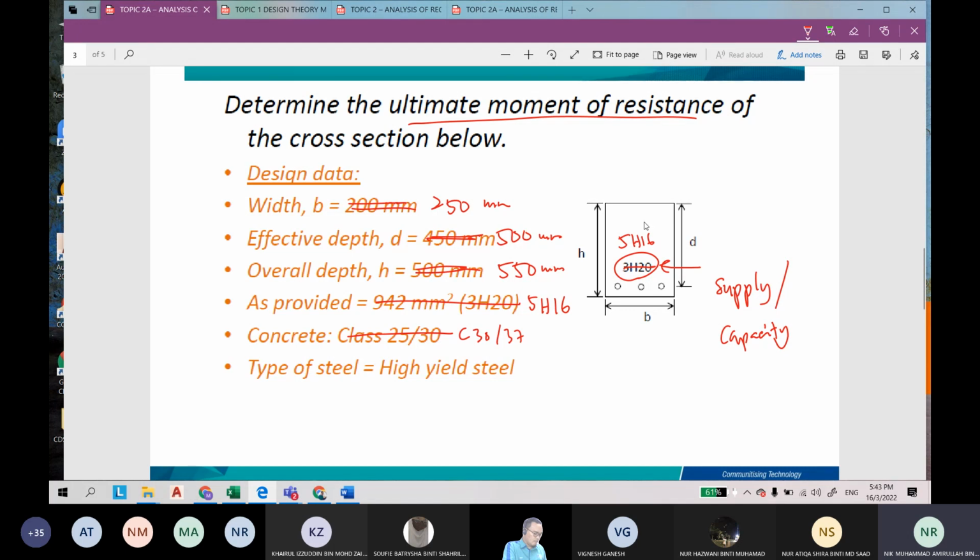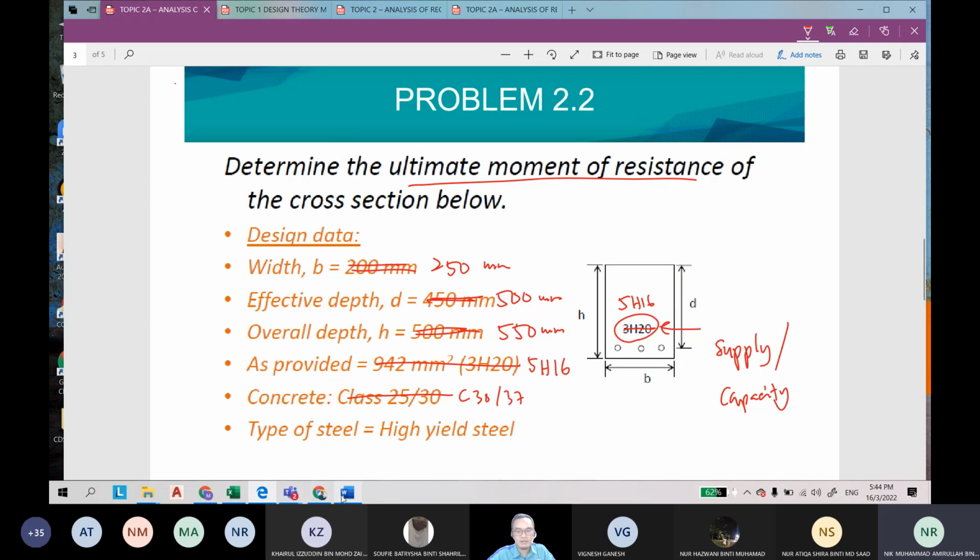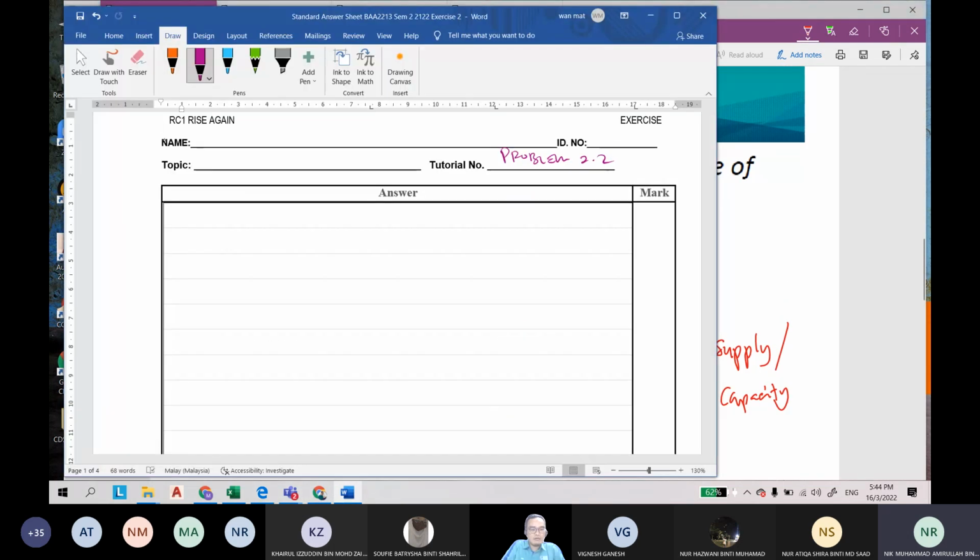Okay, class, have you finished? If yes, we can do the answer now. The answer is very simple. This means we want to find the capacity. Find the capacity means the moment resistance, or we call it the moment of resistance.